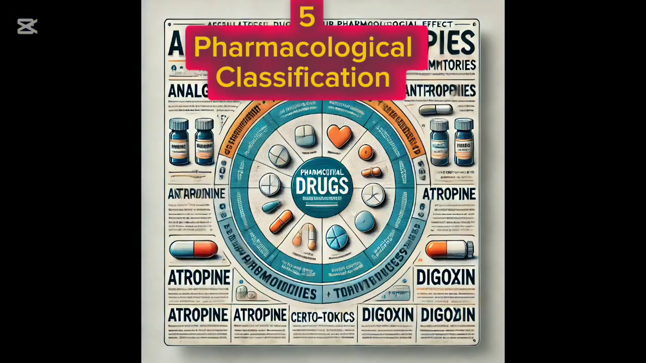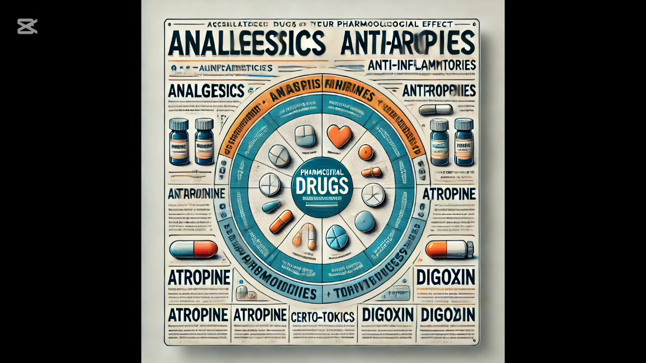5. Pharmacological classification. This method groups drugs based on their therapeutic effects, how they act on the human body. Examples include analgesics, pain relievers, aspirin; anti-inflammatories, atropine; cardiotonics, heart drugs, digoxin. This system is widely used in hospitals and pharmacies.